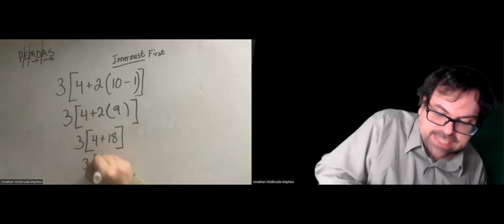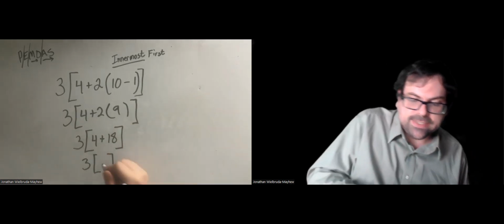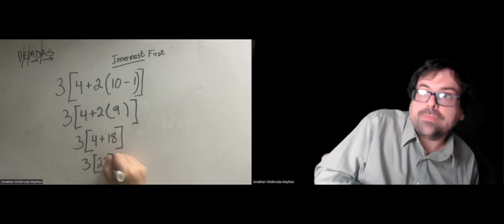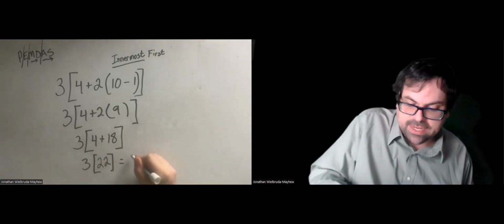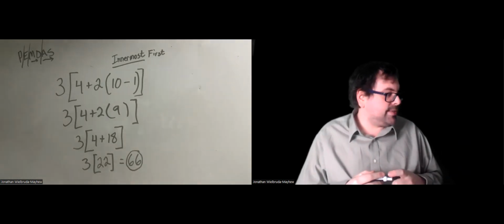So this is 3 times 4 plus 18, which is 22. 3 times 22 is 66.